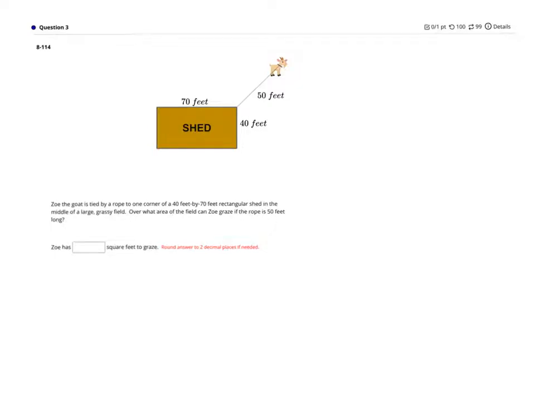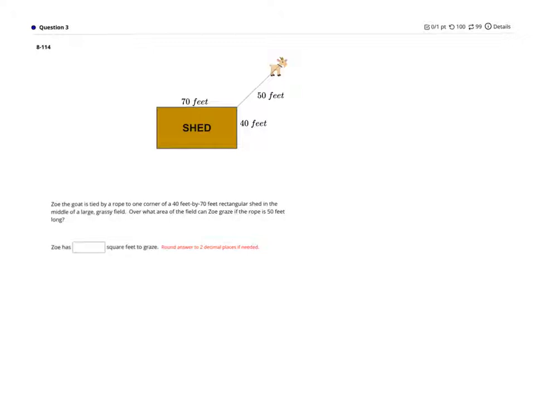Hello, and now we're going to take a look at 8.3.3 classwork circle application, question number 3, which is 8-114 out of the textbook. It says, Zoe the goat is tied by a rope to one corner of a 40 by 70 foot rectangular shed in the middle of a large grassy field. Over what area of the field can Zoe graze if the rope is 50 feet long?